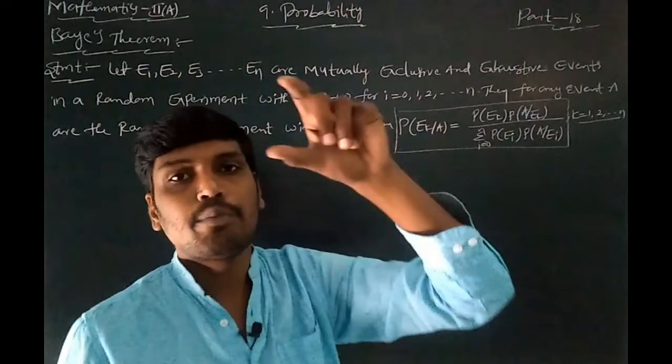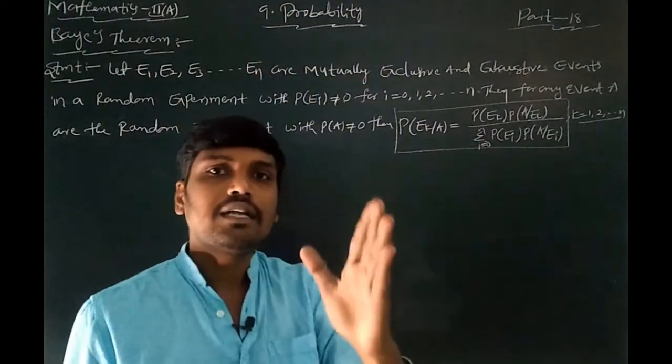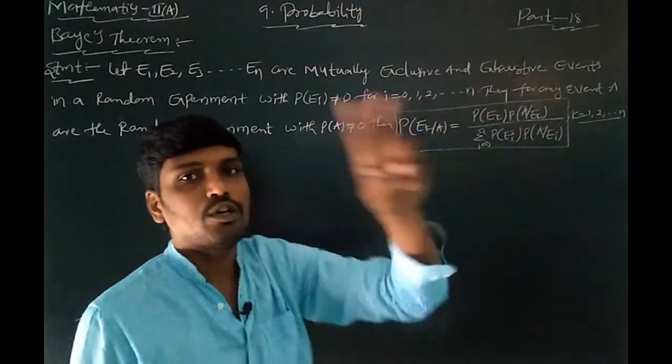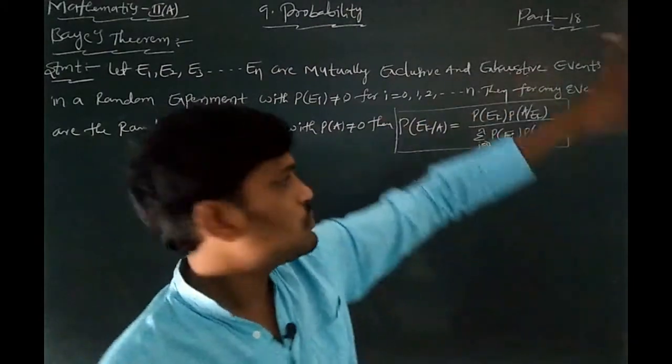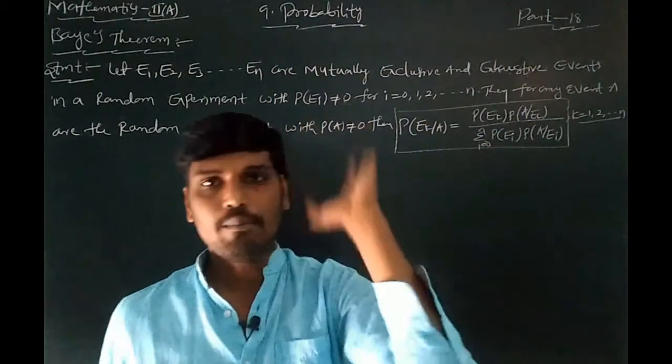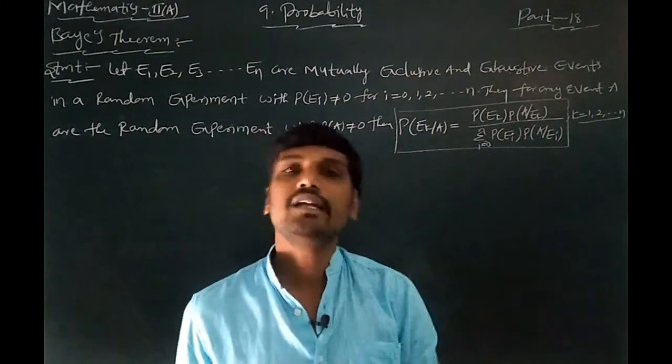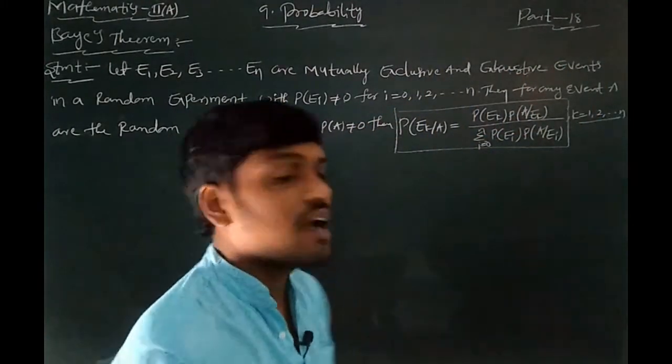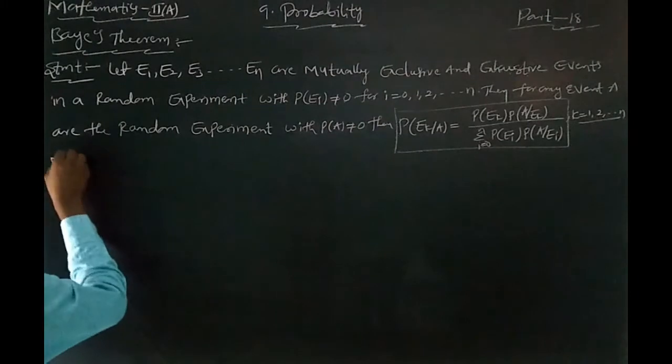Sometimes "state and prove Bayes theorem" is asked. In that case, this statement carries 2 marks. If you just write this statement, you get 2 marks: the formula gets 1 mark, and the remaining theory gets 1 mark. Okay students, after that you can write the proof.